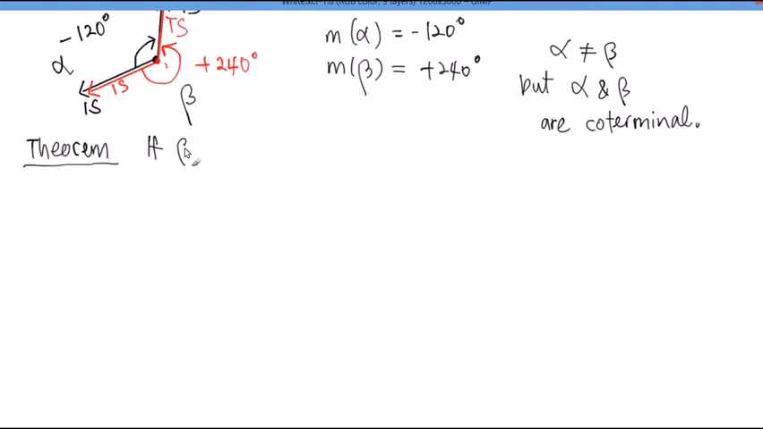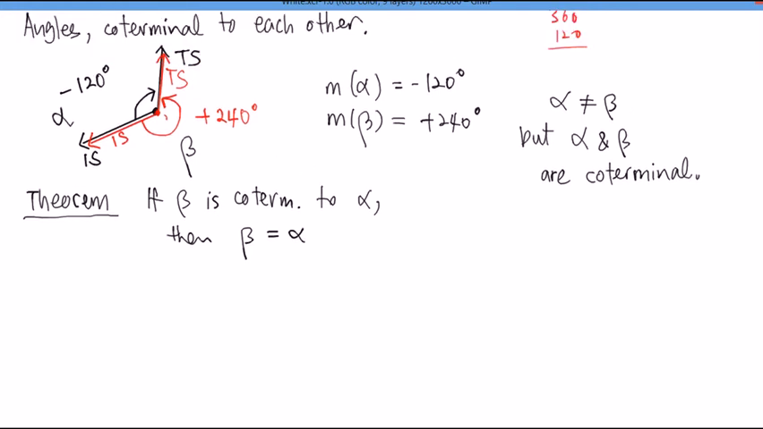If beta is coterminal to alpha, then how do you think beta and alpha are related? Is the angle measure of beta and alpha equal or not? I was wrong about this one here. The measure of angle beta is not equal to the measure of angle alpha, right? This statement is incorrect, correct?